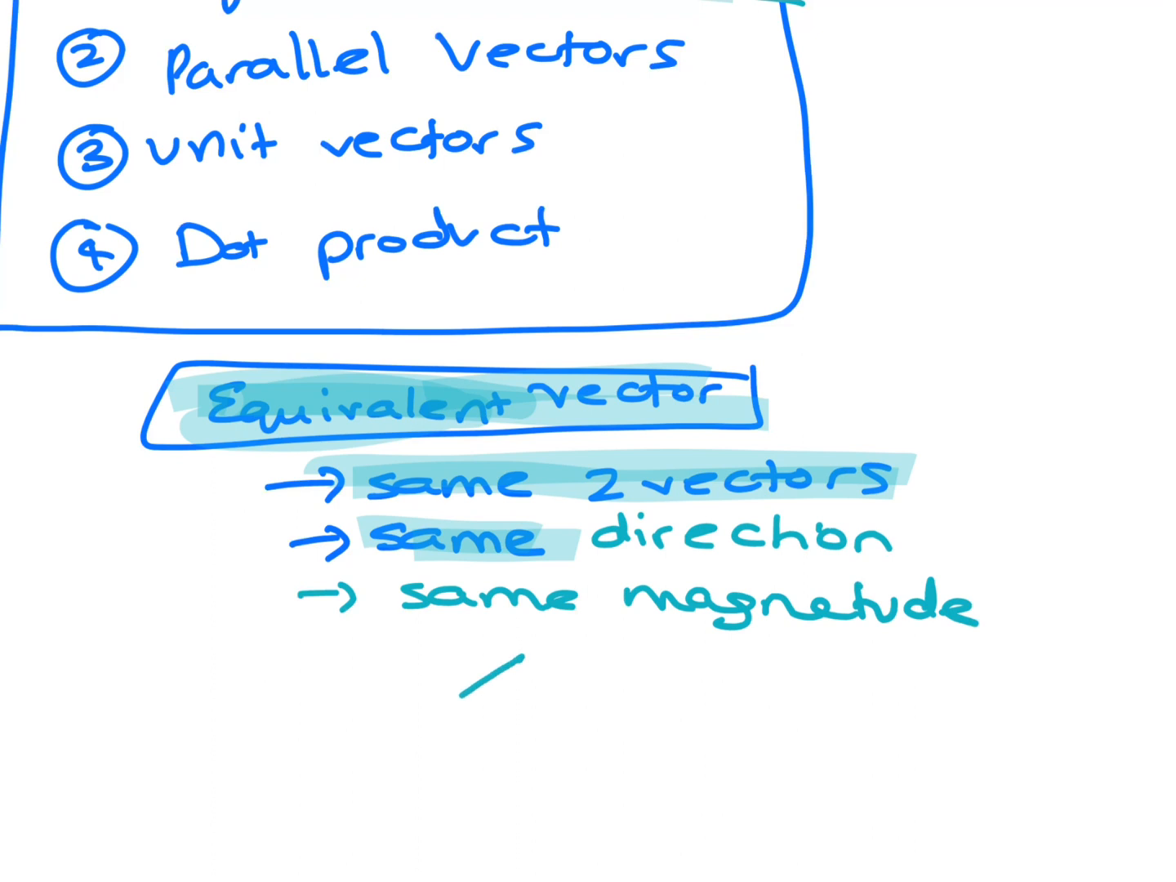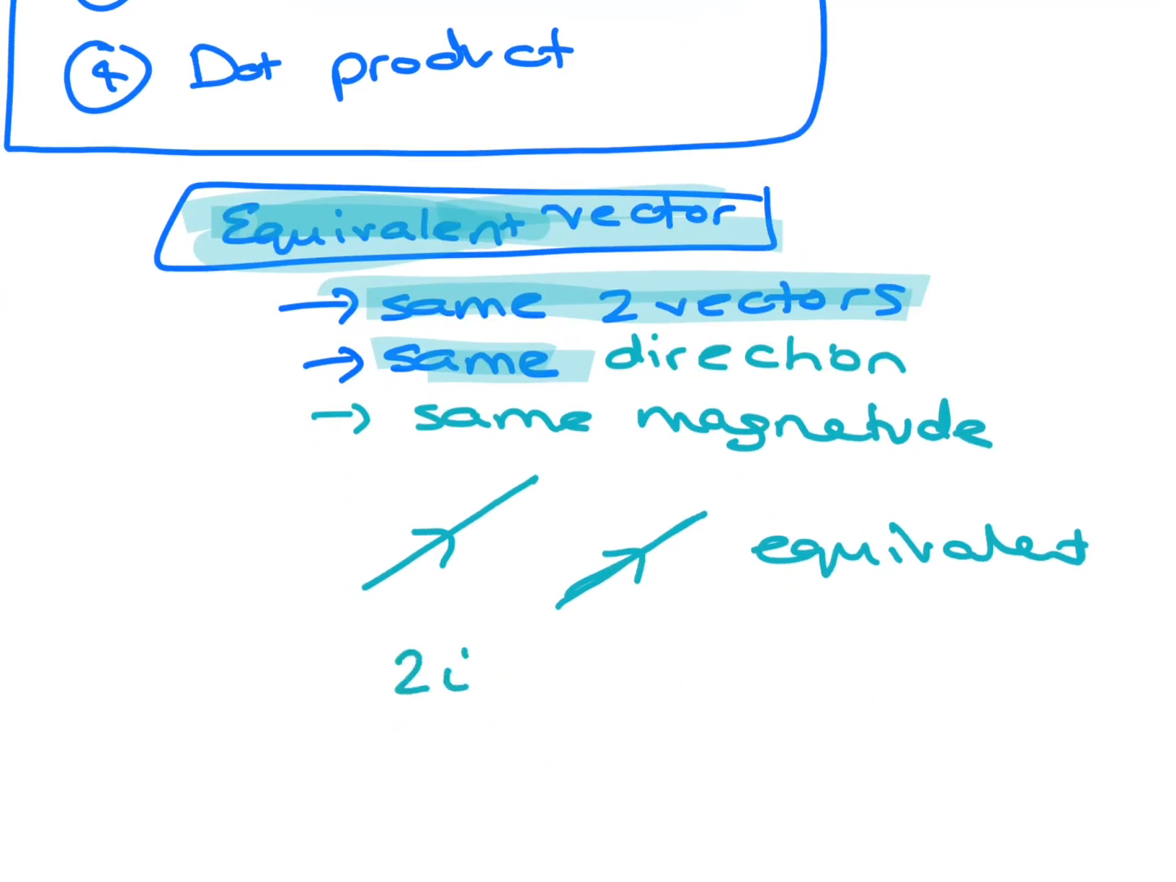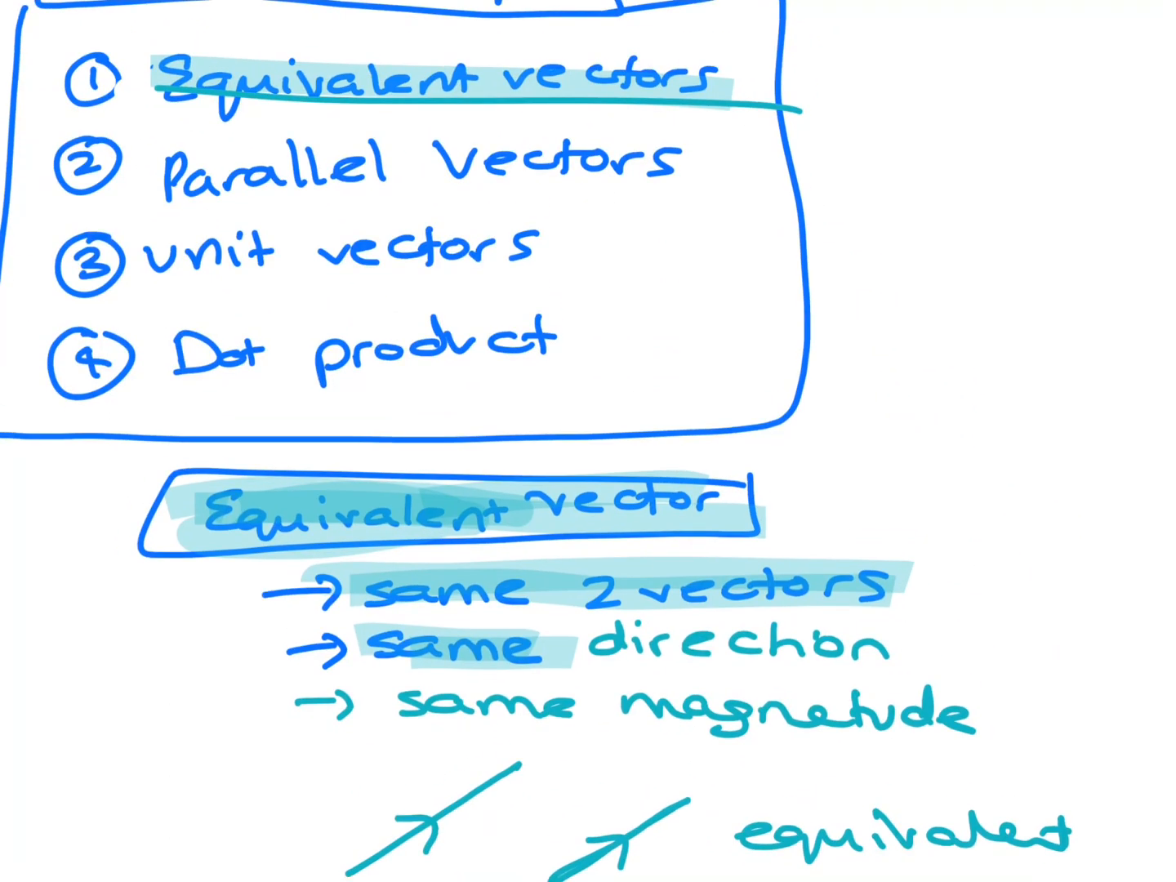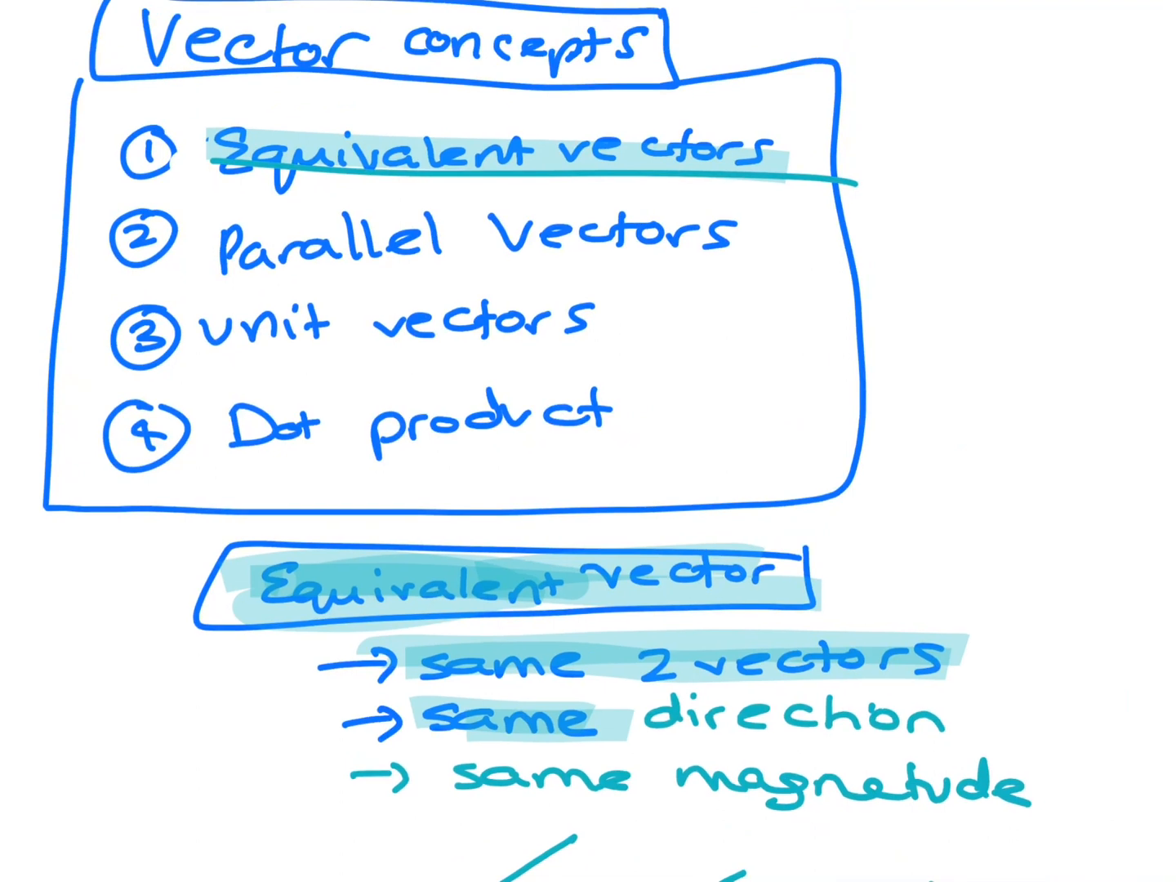Okay, so if you have two vectors, and they are in the same direction and the same size, they would be equivalent. They can't be a scalar multiple of each other. So let's just say you have 2i plus 5j. The other would have to be 2, 5. They'd be equivalent vectors. Okay, so the next thing we're going to look at now is parallel.